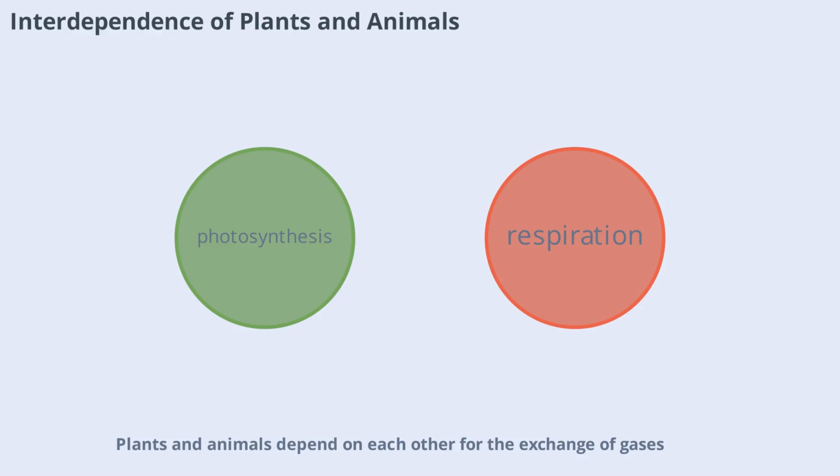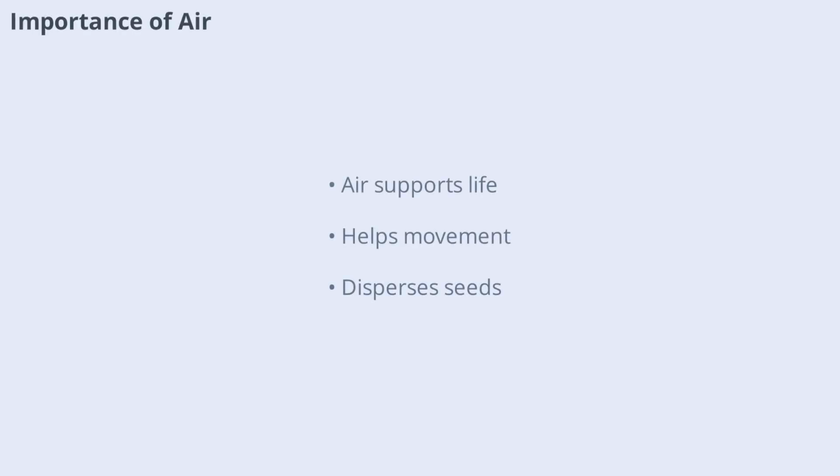Plants and animals depend on each other for the exchange of gases. Animals consume oxygen and produce carbon dioxide during respiration. Plants use carbon dioxide for photosynthesis and produce oxygen. This cycle maintains the balance of gases in the atmosphere, showing the interdependence of all living things. Air is essential for life on Earth.